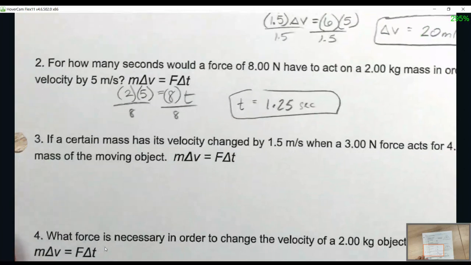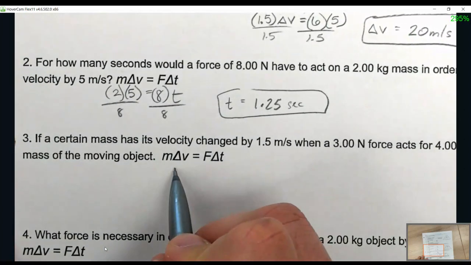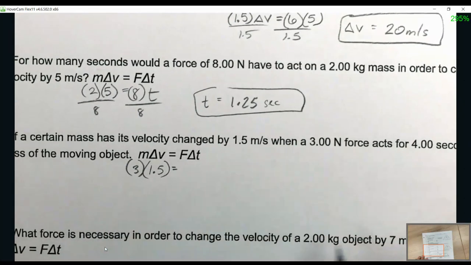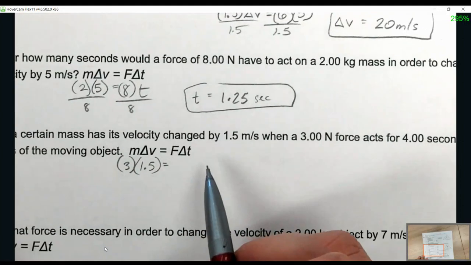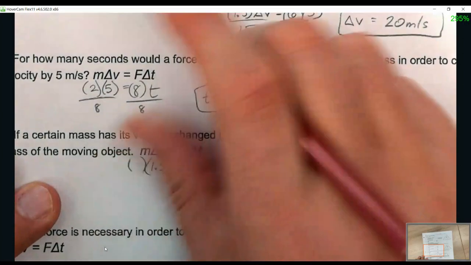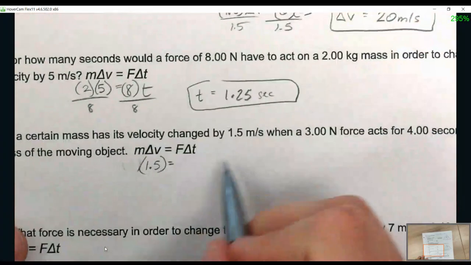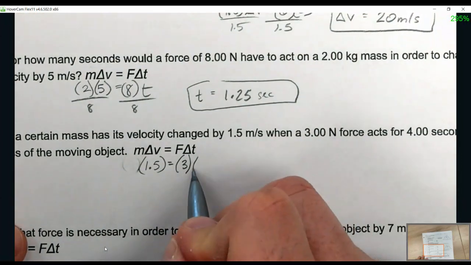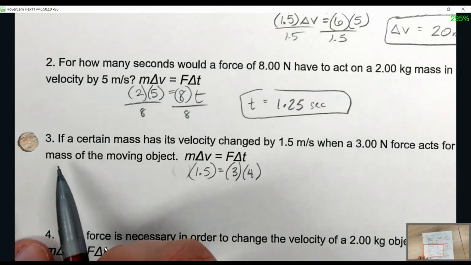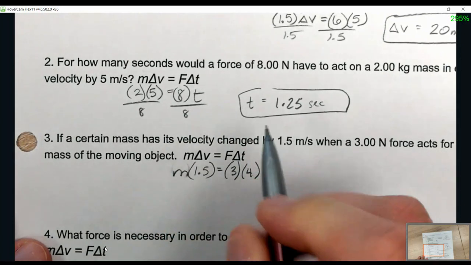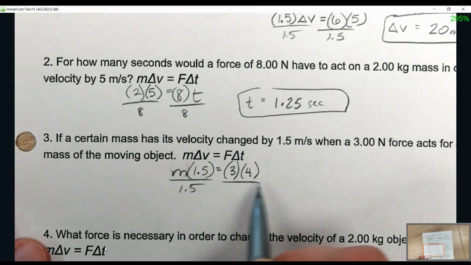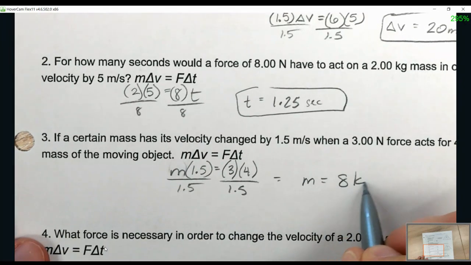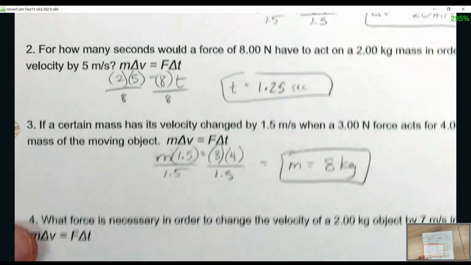All right, next one. You have velocity. Velocity is changed by 1.5 meters per second. The force is 3 newtons. We're going to set that equal. I'm sorry, trying to do that too quick. 3 newtons goes under F for force. 4 seconds, that goes under T for time. They're asking us to find the mass of the object. So M is chilling there. Divide both sides by 1.5. And in this case, M should come out to be 8 kilograms.